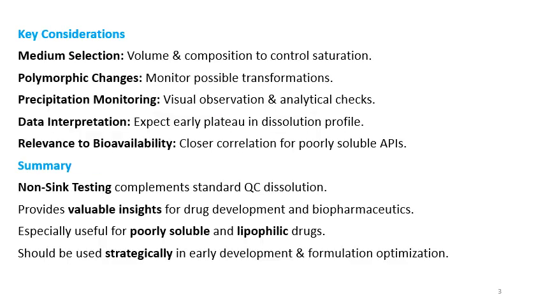Key considerations for medium selection: polymorphic changes, precipitation monitoring, data interpretation, and relevance to bioavailability. Volume and composition should be selected such that they will not lead to saturation. Monitor possible polymorphic transformations and monitor the precipitation. You can do visual observation, and also you can check the precipitation through analytical methods. Expect an early plateau in the dissolution profile.